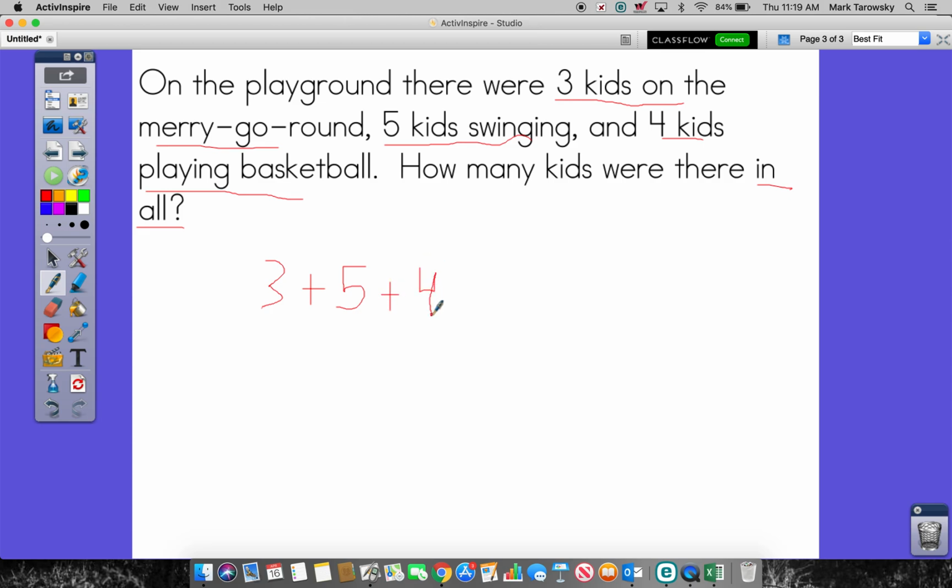Now, usually with a problem like this, I will go for, okay, do I see any groups of 10 I can make? Do I see any doubles? No, I don't see any of that. But I do see 5 plus 4. My biggest is making 9. 9 plus 3, 12. I've got 12 kids in all.